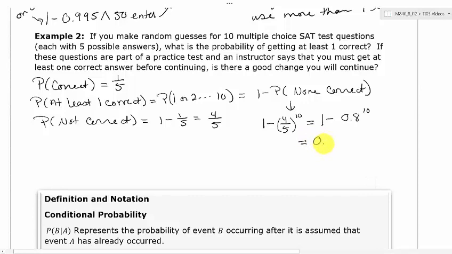And you should get 0.8926. And so we would round that to 0.893. Is that a pretty good chance that you're going to continue? And the answer is yes. You have an 89% chance that you will be continuing.